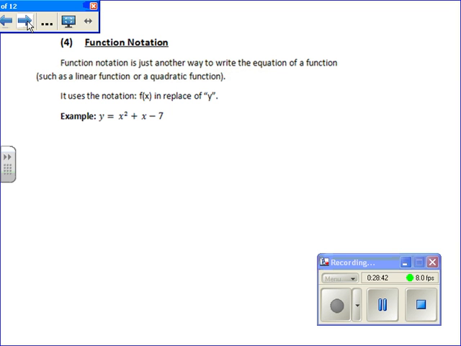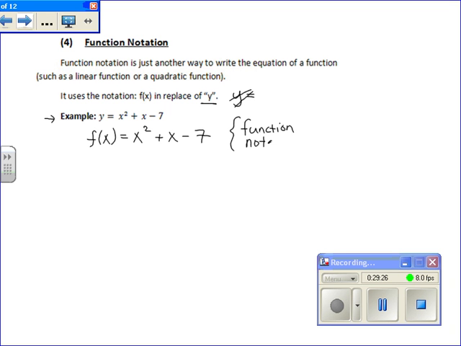Okay, finally, the last thing that we want to cover here and have a look at is function notation. By function notation, this is just another way to write an equation for a quadratic. We've actually seen it before if you've taken Math 10. Function notation is just another way to write y equals. So instead of saying y is equal to, let me use the example here, y is equal to x squared plus x minus 7, we can also write f of x equals x squared plus x minus 7. And this is simply called function notation.